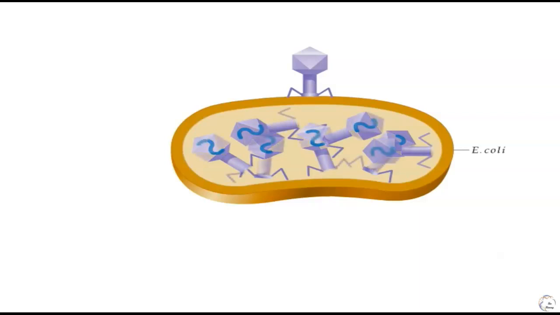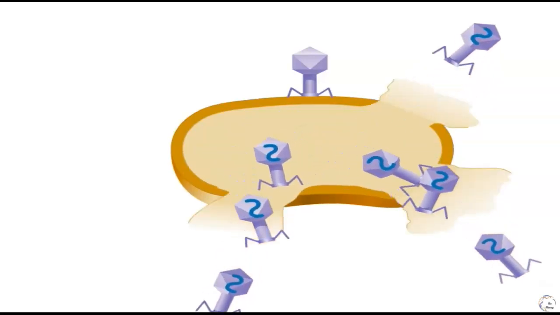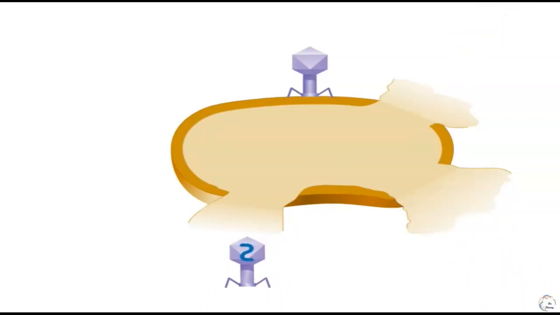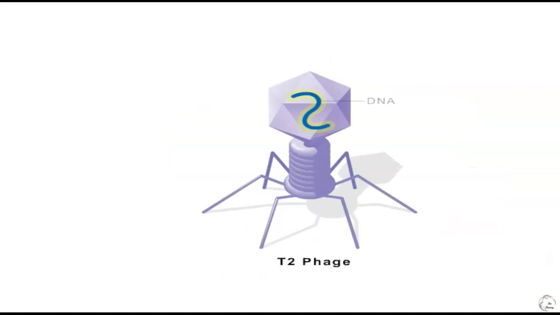When the life cycle is complete, 100 to 200 progeny phages have been assembled inside each bacterium. The bacterium breaks open, or lyses, and the phages are released. Since T2 consists of only DNA and protein, Hershey and Chase reasoned that the genetic material must be one of the two components, so they designed an experiment to determine which it is.